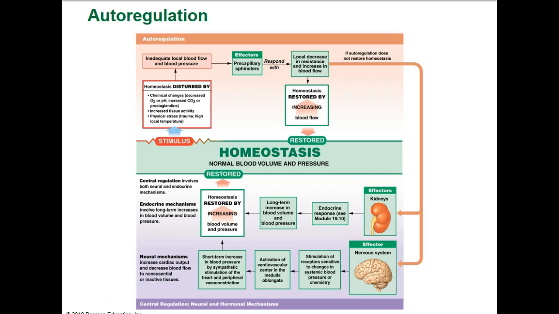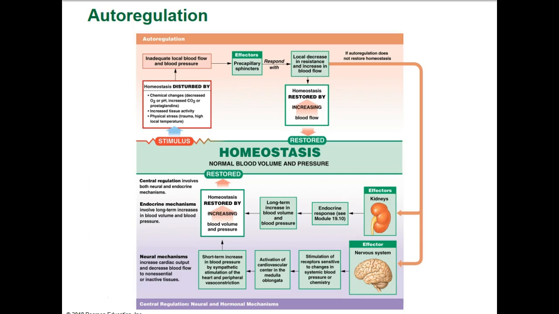Okay, and actually let me go over it real quickly. So they show here homeostasis is disturbed by chemical changes, maybe decreased oxygen or pH or increased CO2 or prostaglandins. You have increased tissue activity, maybe physical stress, trauma, or high local temperature. The precapillary sphincters respond. You have local decreases in resistance, an increase in blood flow, and therefore homeostasis is restored because you increase your blood flow at that point.